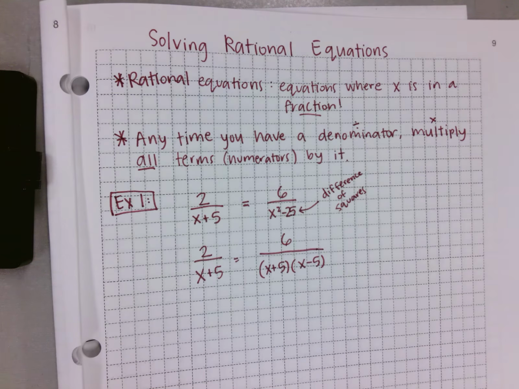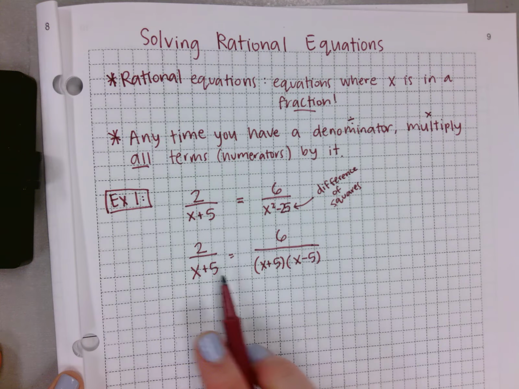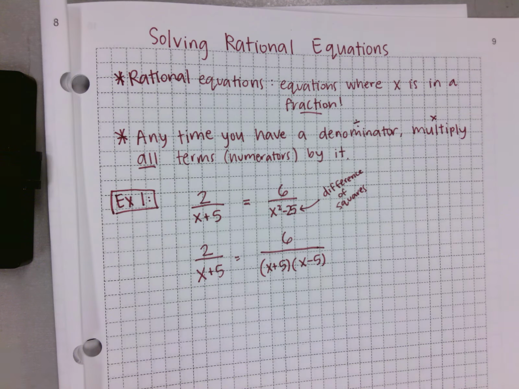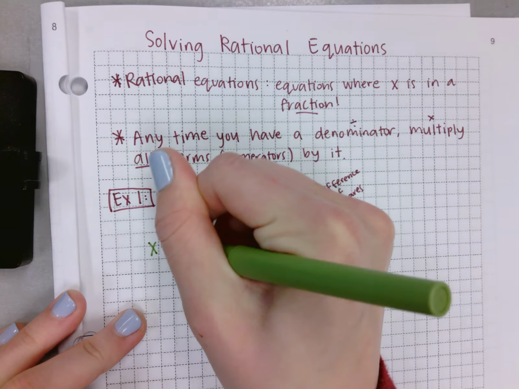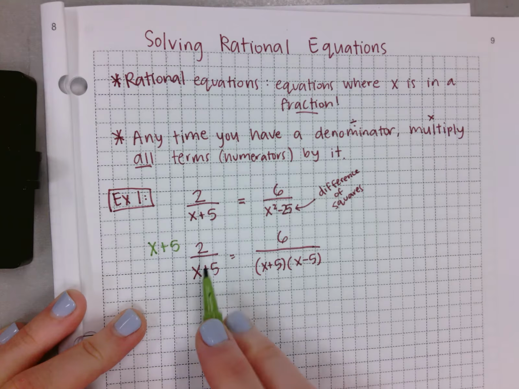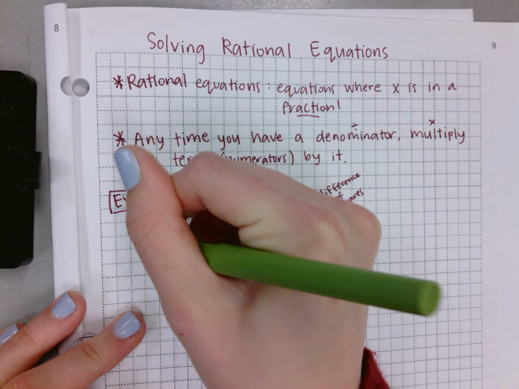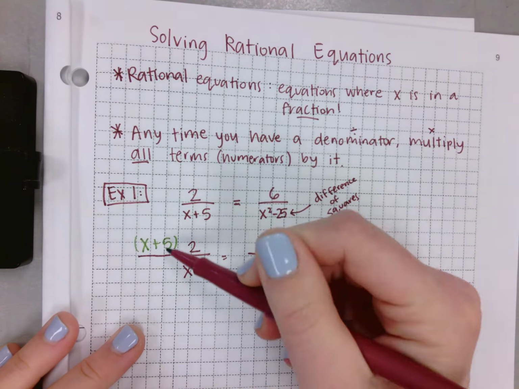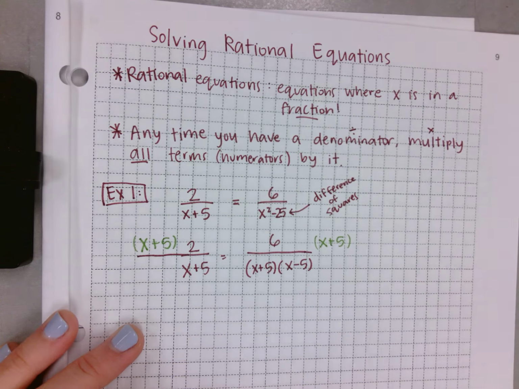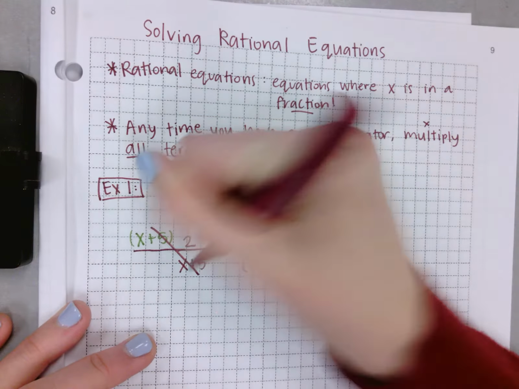Now the great thing about simplifying this is now part of my denominators are the same, right? They both share this x plus 5. So again, anytime I have a denominator, I'm going to want to multiply through every term by it. So I'll start with my first denominator, the x plus 5. And I'm multiplying it through on both sides. Now I have x plus 5 over x plus 5. Anything over itself is 1. So this cancels out to 1.